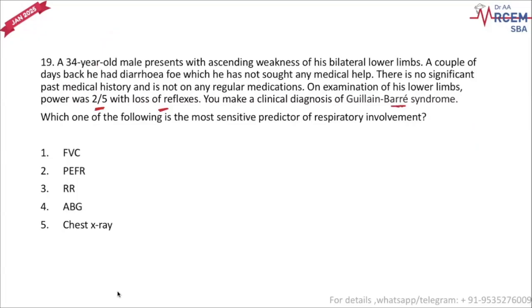Which one of the following is the most sensitive predictor of respiratory involvement? The only thing we learned is FVC. Okay, forced vital capacity. This needs to be recorded in the emergency department itself for the baseline level.